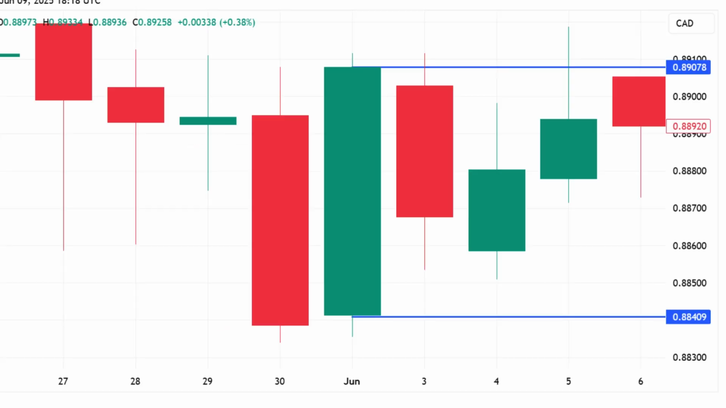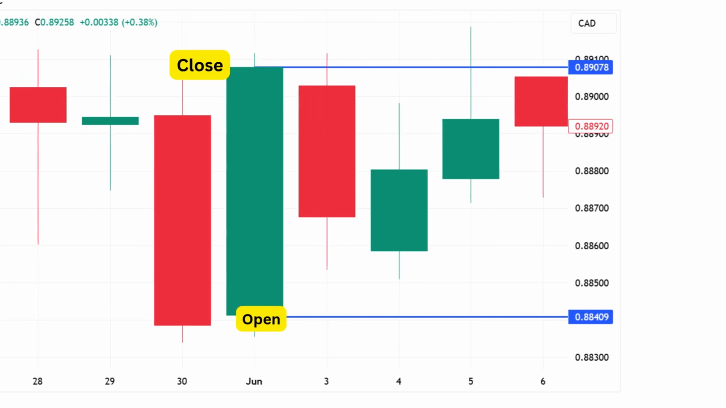On the AUD/CAD chart in a daily time frame, you can see this bullish candle opens at 0.88409 and closes at 0.89078. The market shows strong bullish intent, especially if the candle closes near the high without long wicks.